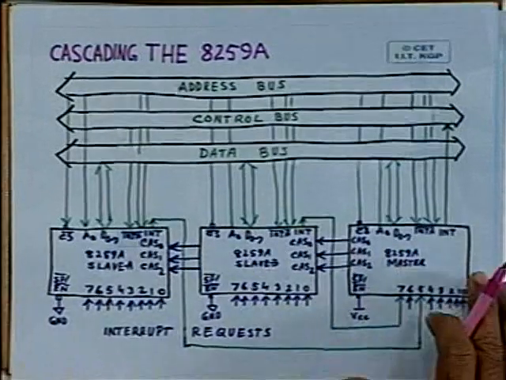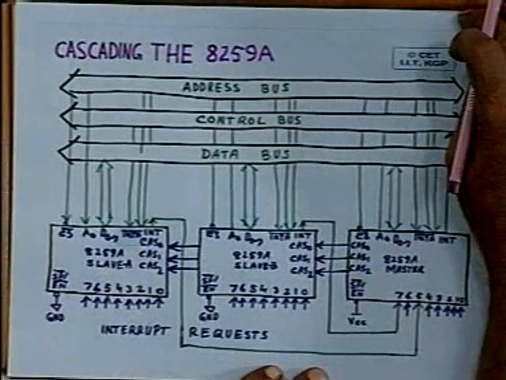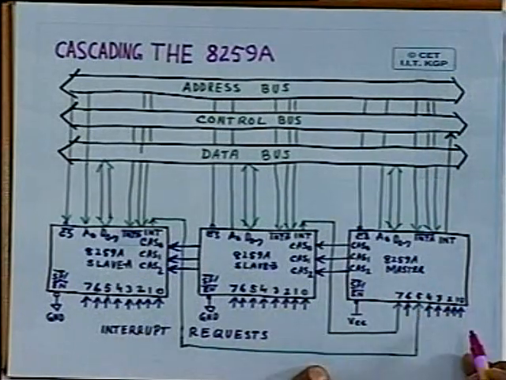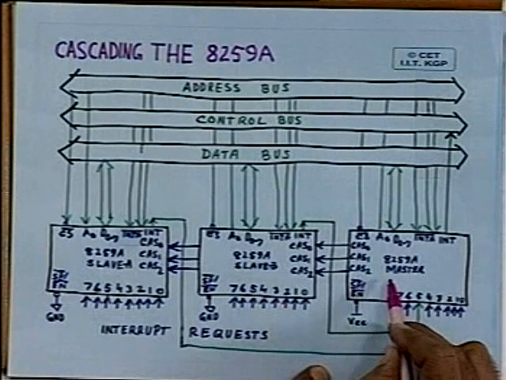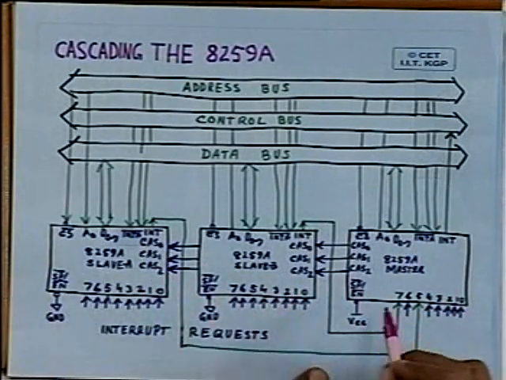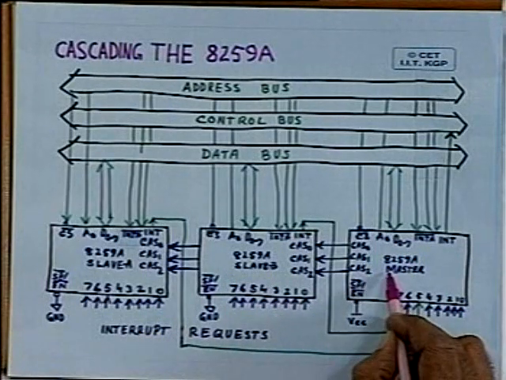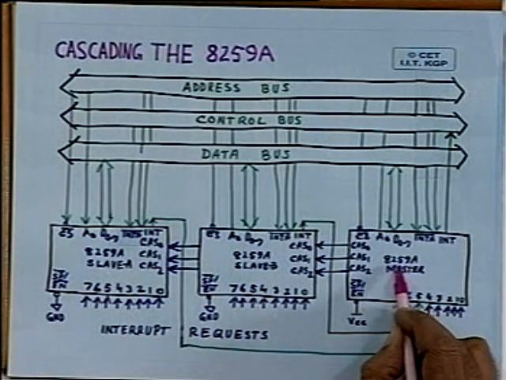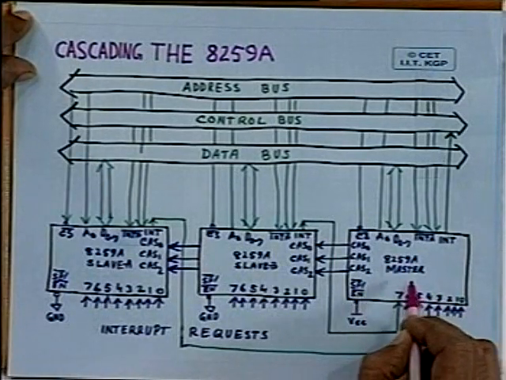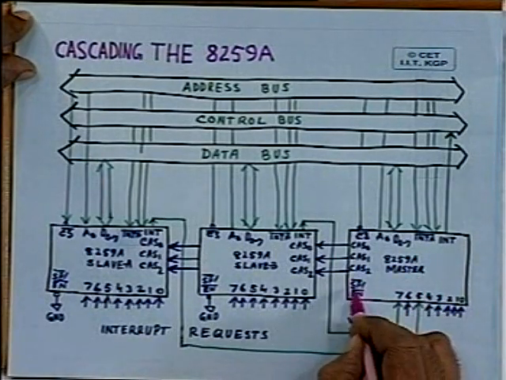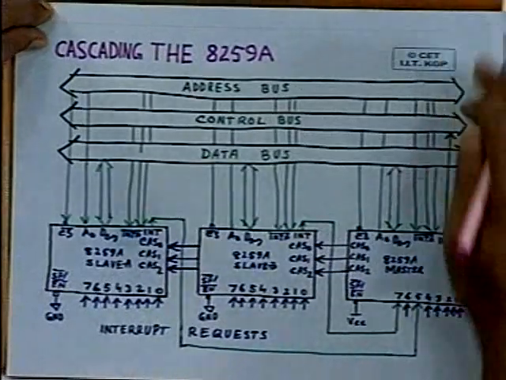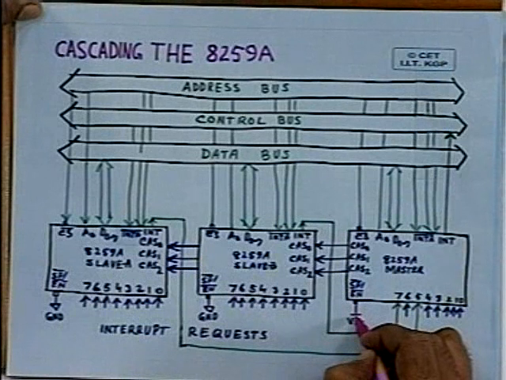Whenever you are cascading 8259s, one 8259 will be the master. As it is shown here, in this particular system, I have got three 8259s, and one of them is master. 8259A, this one is the master. And to designate a master, this particular pin SP/EN, this line is connected to VCC.